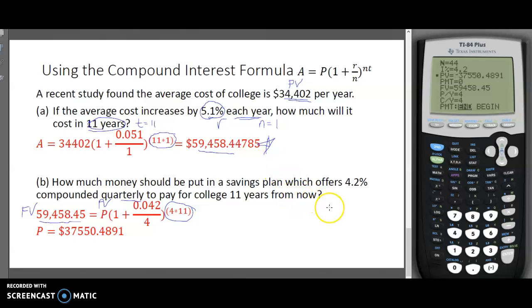So hopefully this has helped you understand how you can use a calculator to check these sorts of problems or to work these sorts of problems in a little more efficient, quicker way.